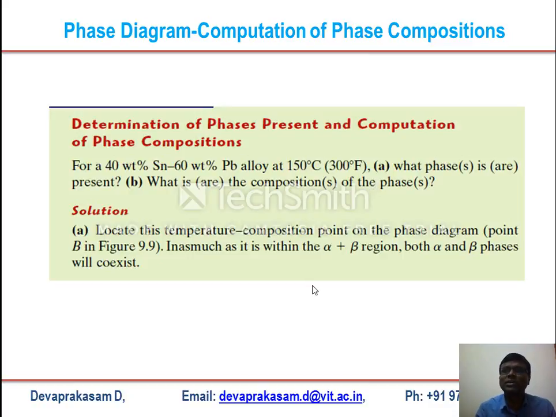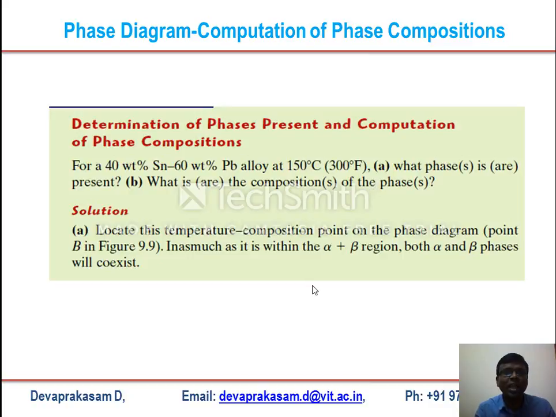What phases are present? What is the composition of the phases? Okay. First, when you read the question, you have to go back to the phase diagram and clearly identify the phases for the 40 weight percentage of the tin and 60 weight percentage of the lead. And the temperature is 150 Celsius.